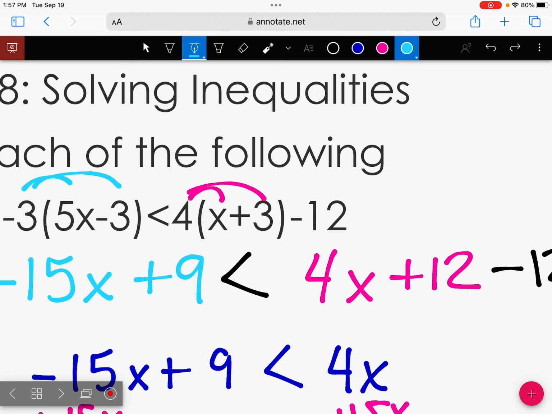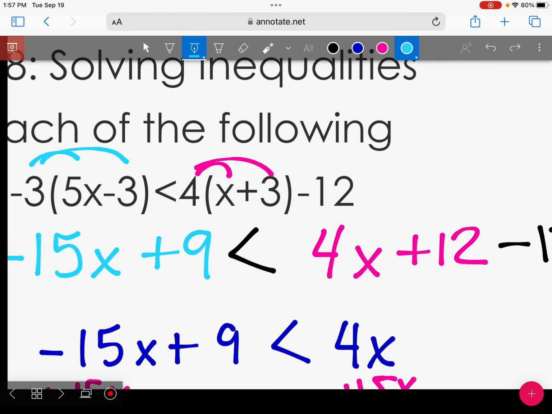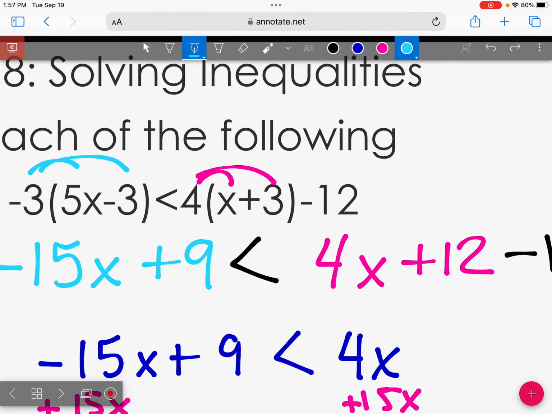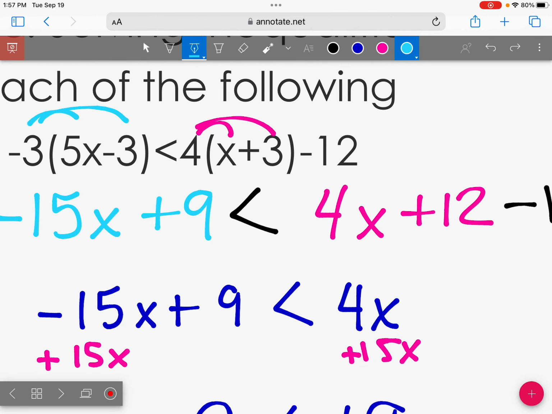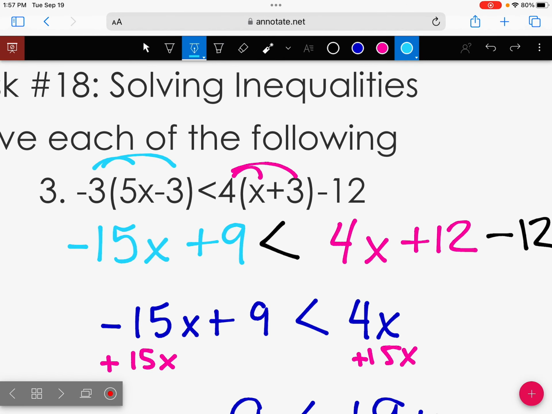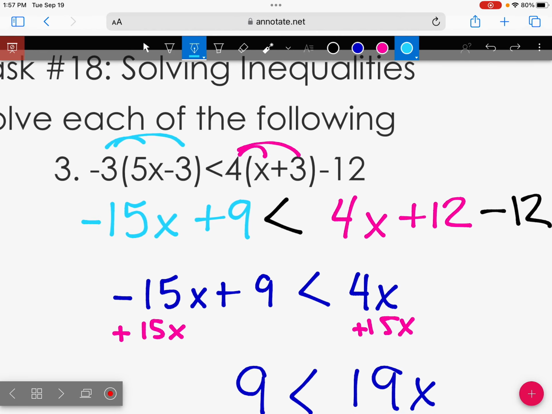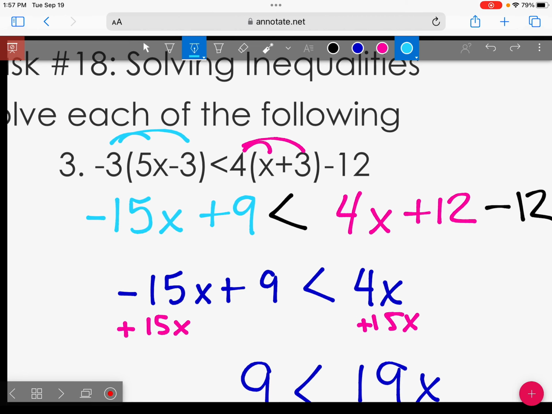All right, so going next. What would we do next here? Not combine like terms. What do I need to do? So we distributed. Then we combined like terms, and we got negative 15x plus 9 equals 4x. Then I need to add 15x to both sides. That's going to give me 9 is less than 19x.